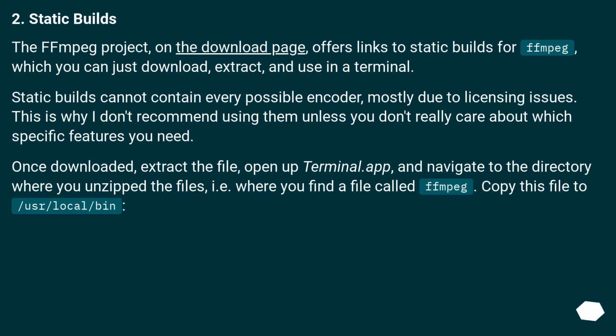Once downloaded, extract the file, open up terminal.app, and navigate to the directory where you unzipped the files, i.e. where you find a file called FFmpeg. Copy this file to /usr/local/bin.